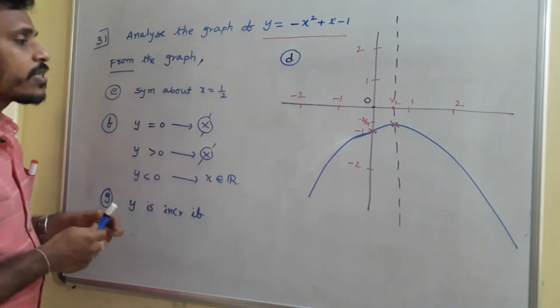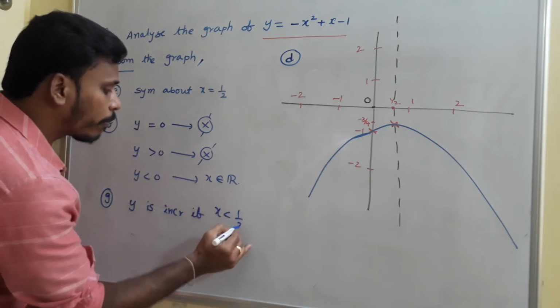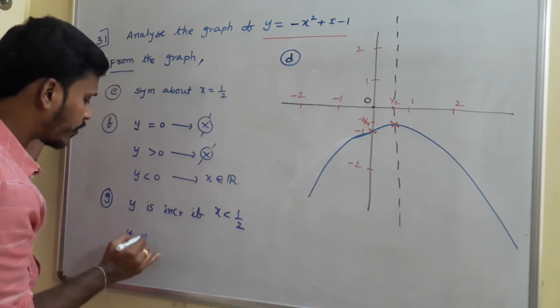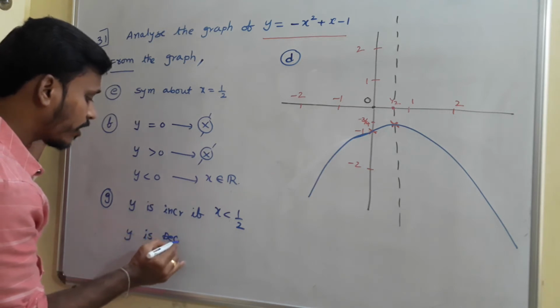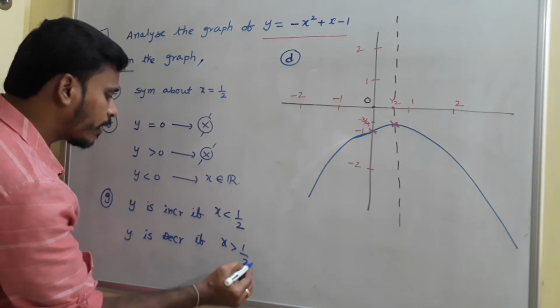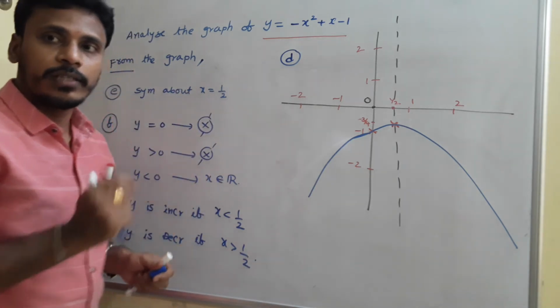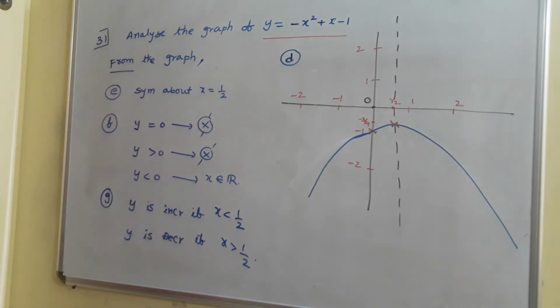So y is increasing whenever x is less than 1 by 2, and y is decreasing whenever x is greater than 1 by 2. So these are some observations from the graph. Just have a look. Like this, we need to analyze and sketch the graphs for quadratic expressions.